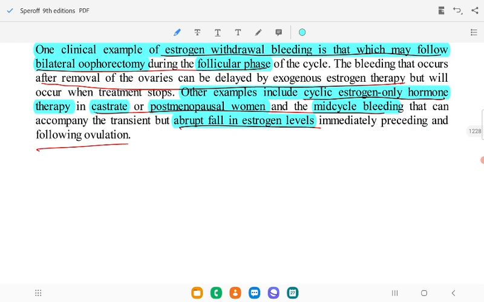These are the three examples. First example is following bilateral oophorectomy during the follicular phase of the cycle. Second example is cyclical estrogen only hormone therapy in castrated or postmenopausal women. And third one is the mid-cycle bleeding that can accompany the transient but abrupt fall in estrogen level immediately before and after ovulation.